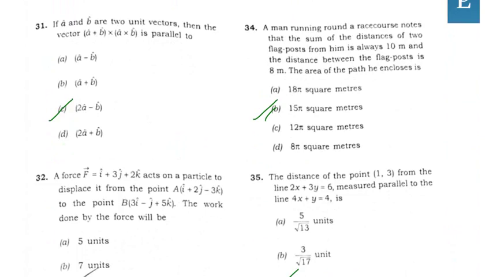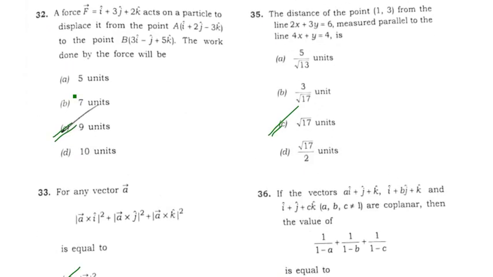let's see the next question, the 31st one. So the next question is: A and B are two unit vectors, then the vector (A plus B) cross (A cross B) is parallel to... so it's 2A minus B. Solve this question, you will get the answer.